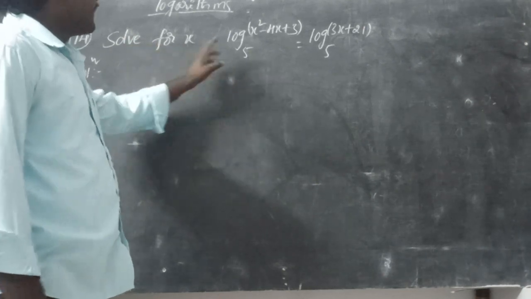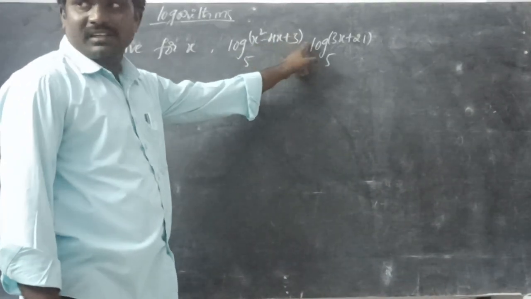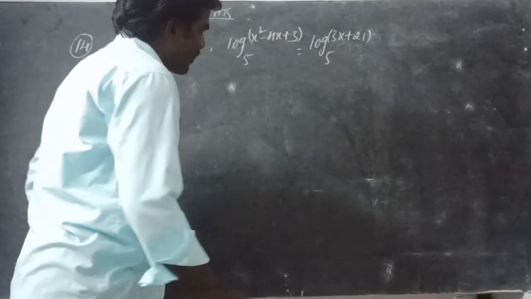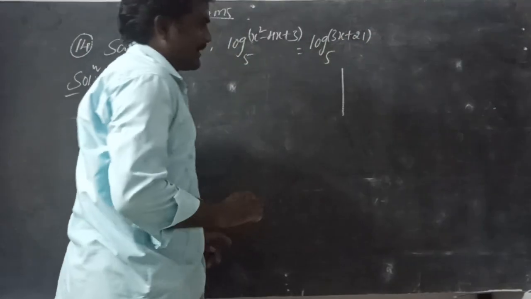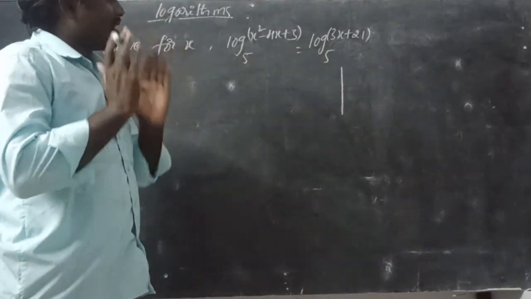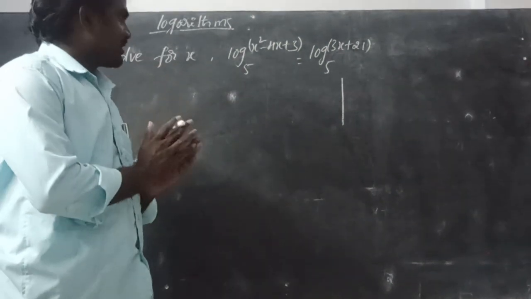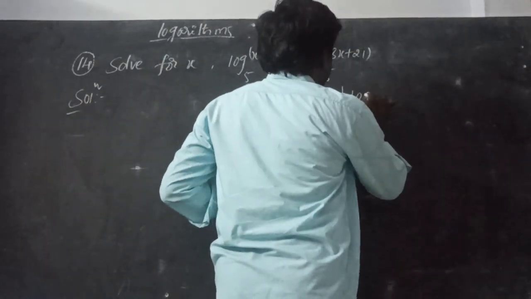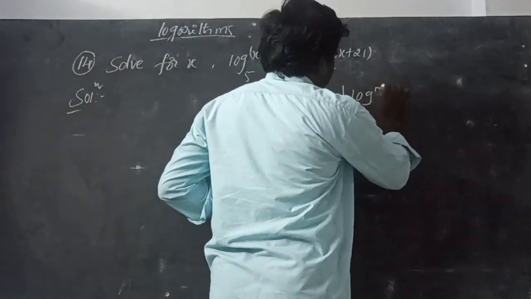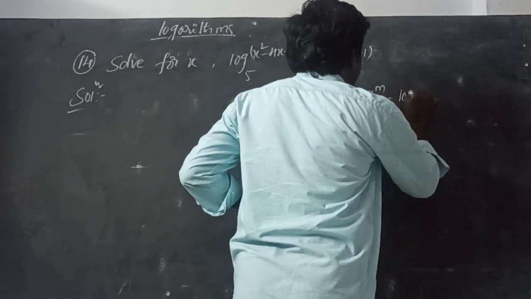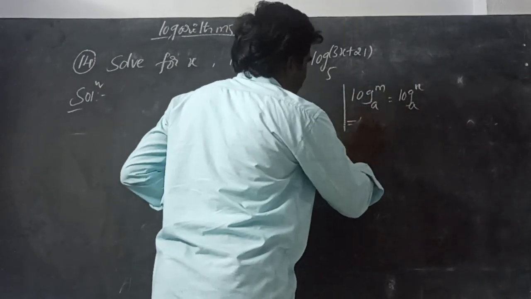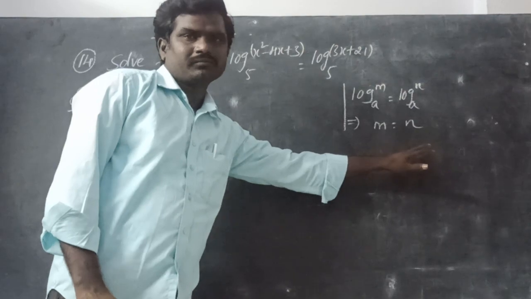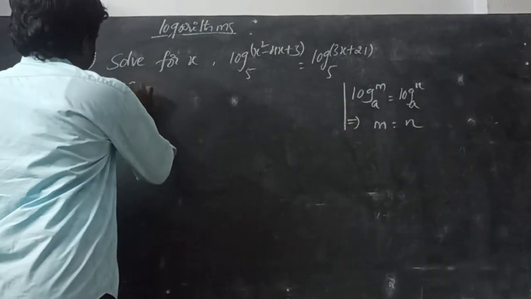Solve for x: log of (x square minus 4x plus 3) base 5 is equal to log of (3x plus 21) base 5. Okay, here we know that one formula is there. When the LHS and RHS have two logarithms with the same base, then the numbers are also the same. For example, the formula: log m base a is equal to log n base a, then m is equal to n. This is one law of logarithms.